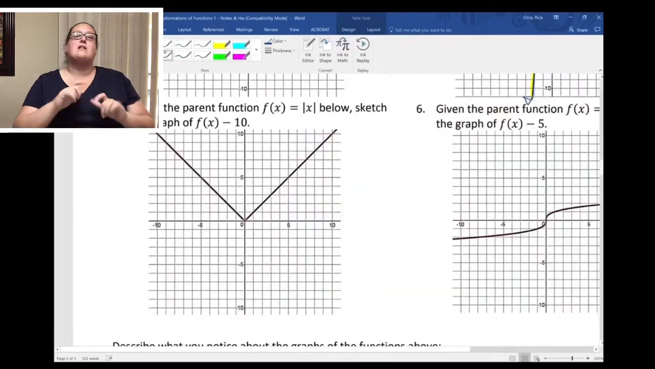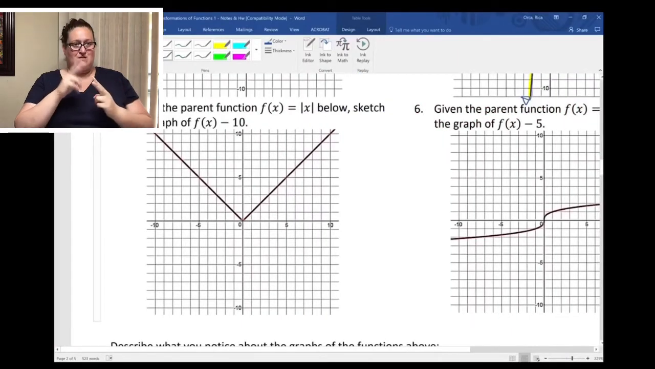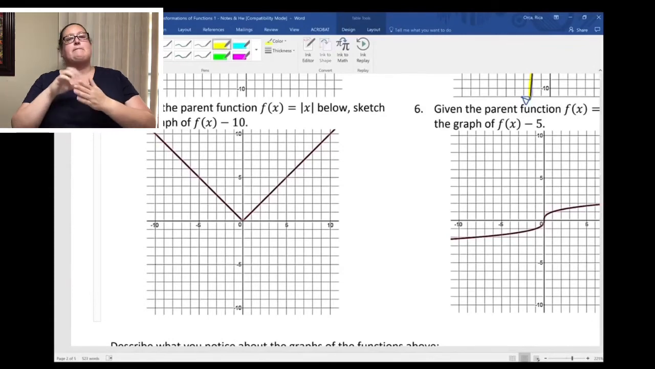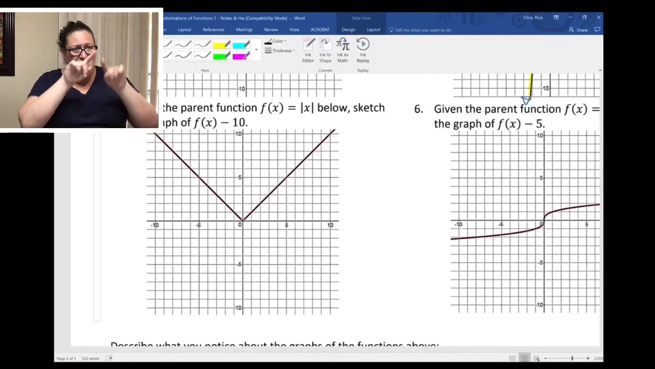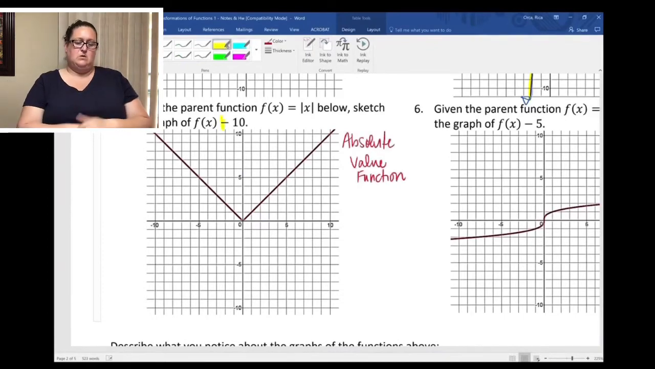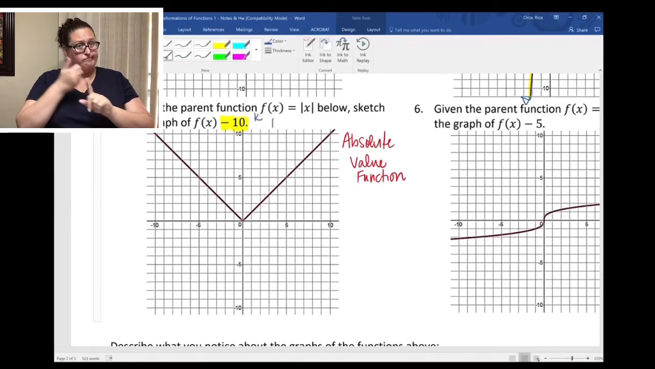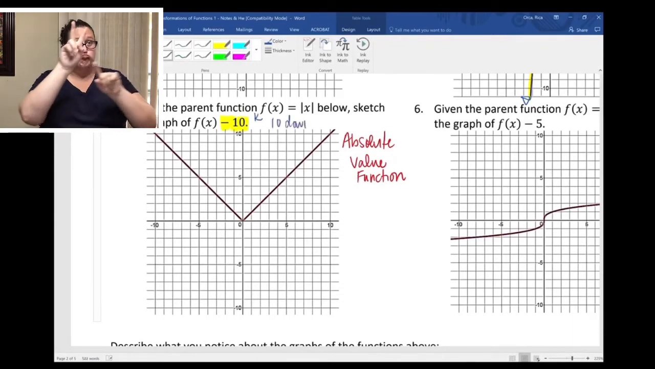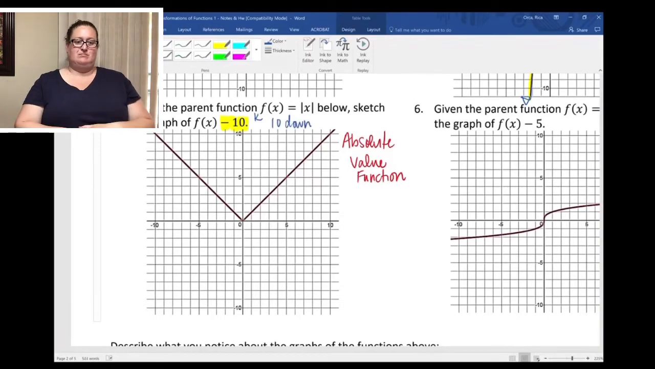Let's do 2 more. Given the parent function, f of x, sketch the graph of f of x minus 10. So this graph looks like a V, which means that this is an absolute value function. We have the minus 10 that's outside of our parentheses. That's our k value, which means that the graph is going to move 10 units down. It'll translate 10 units down. So let's pick 3 points from our graph and move the 3 points 10 units down.